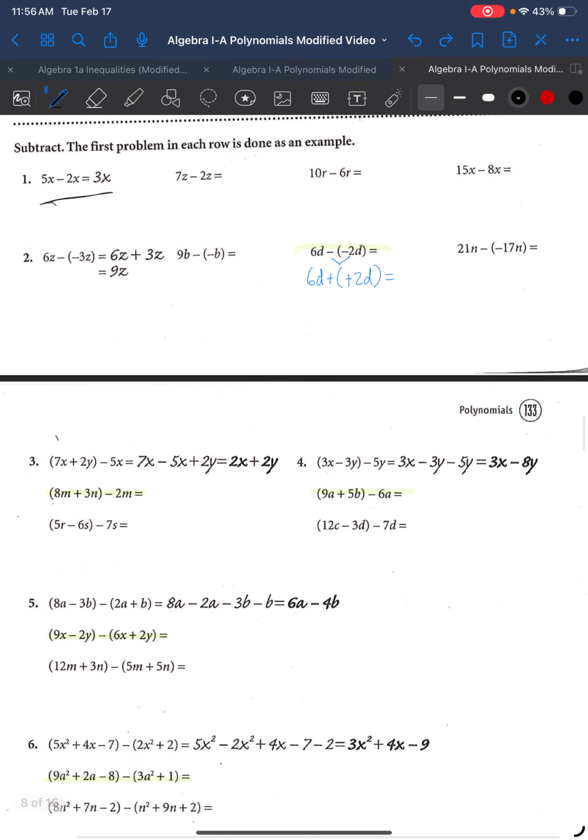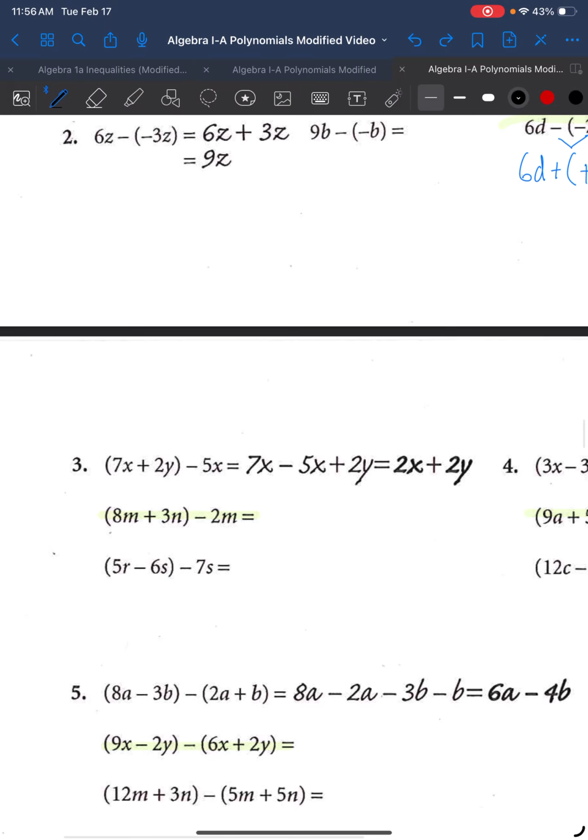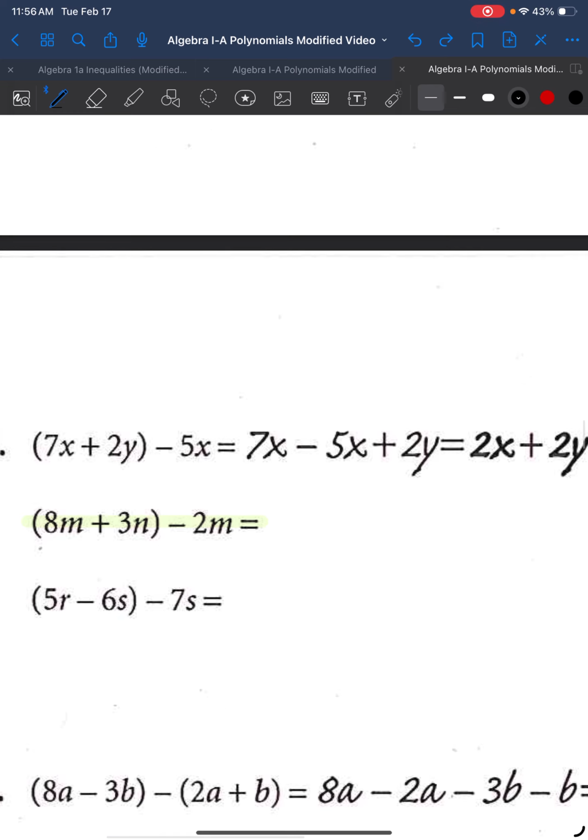So if you look at problem 3, here is problem 3, but really it's 3 separate problems. This problem is separate from this, and this is separate from this. So I'm going to do one from each section. And what it's saying is the quantity 8m plus 3n minus 2m. So you can rewrite this without the parentheses. The parentheses don't change anything. You can just write it as 8m plus 3n minus 2m.